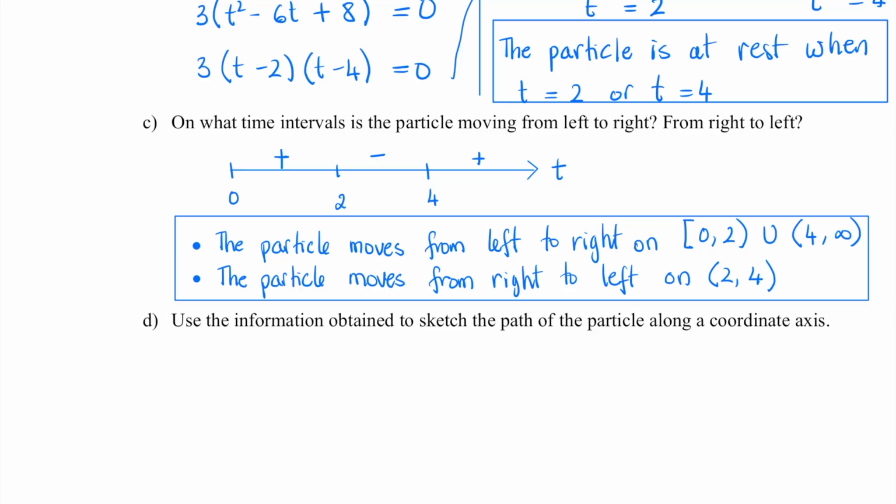From part B, we already found that the velocity is 0 at t equals 2 and t equals 4. So these are the times when the particle changes direction. Now, let's compute the position of the particle at those times.